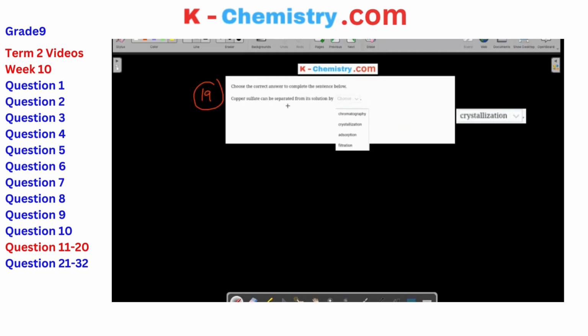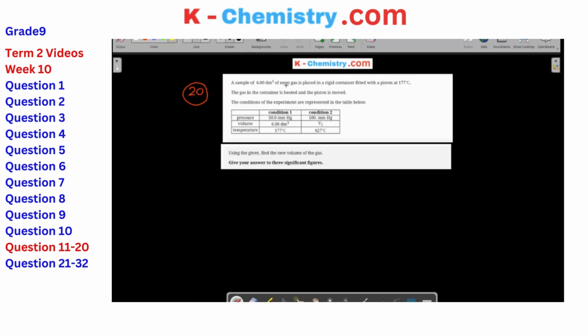Which of these can be separated from its solution by crystallization? Copper sulfate. How do you know? Copper sulfate is water soluble, and any salt that's water soluble, you have to memorize it. It is water soluble, so it is an aqueous solution. You can separate it by crystallization. If it was insoluble, it would be done by filtration, but because it's soluble, it is by crystallization.